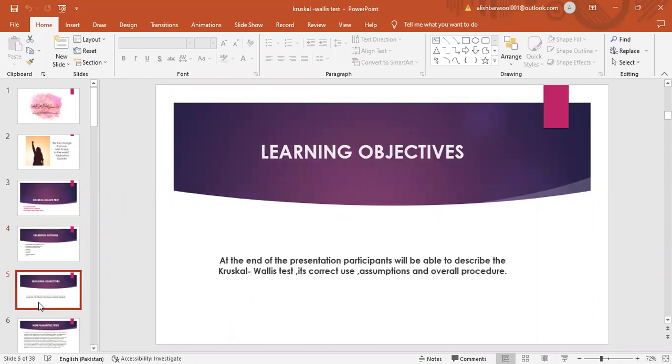Learning objectives. At the end of the presentation, participants will be able to describe the Kruskal-Wallis test, its correct use, assumptions, and overall procedure.